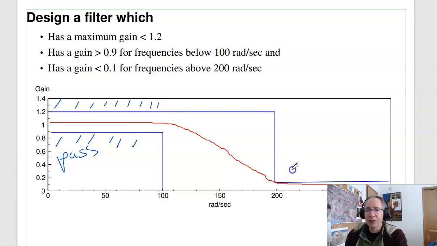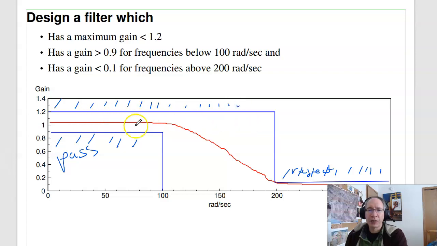I've got a reject region over here where the gain has to be less than 0.1 for frequencies above 200. Give me a filter that does that. Any filter that meets those requirements is okay. What this means is that between 100 and 200, I really don't care all that much. As long as the total gain is less than 1.2, I'm fine.